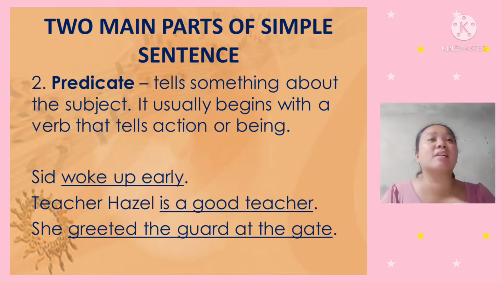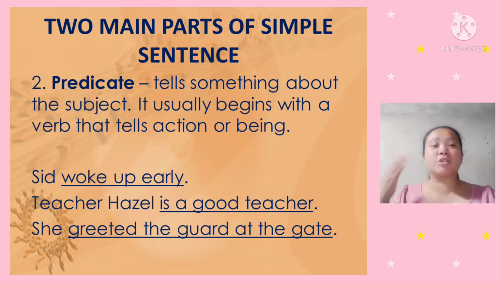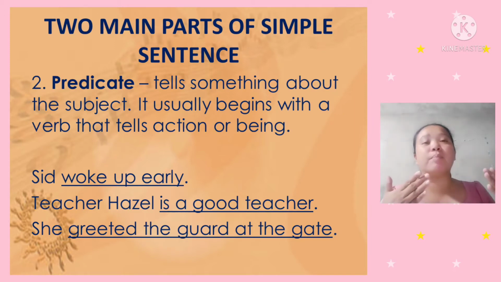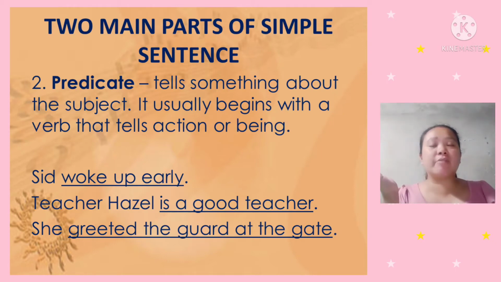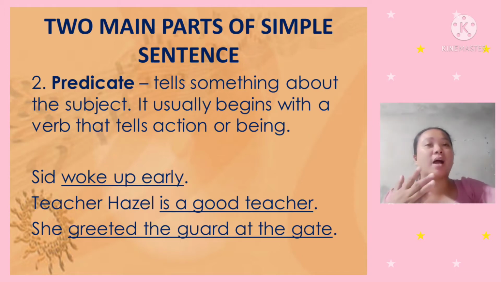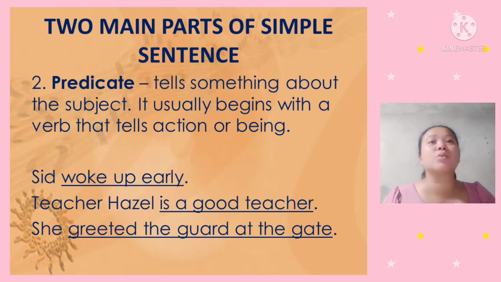The predicate tells something about the subject, and it usually begins with a verb. Remember the verb, action word, or state of being. Okay? So in our first example a while ago, Sid is the subject, so woke up early will be our predicate. Okay, so start with woke up. Woke, that's the verb, and then up to the end, that's your predicate.